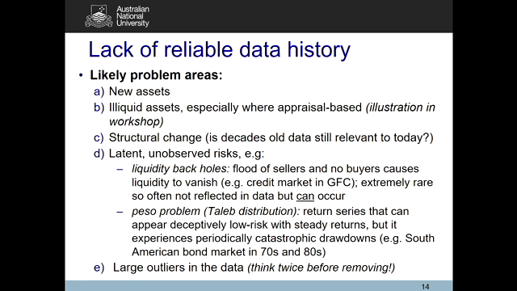You have latent unobserved risks. One of these latent unobserved risks are risks that are important but don't appear in the data. Now, we spoke about one of them a couple of weeks ago, and that's a black swan, right? With a black swan, you have no idea that it's going to occur because it never has in the past. If it never has in the past, it's not going to be in your data set.